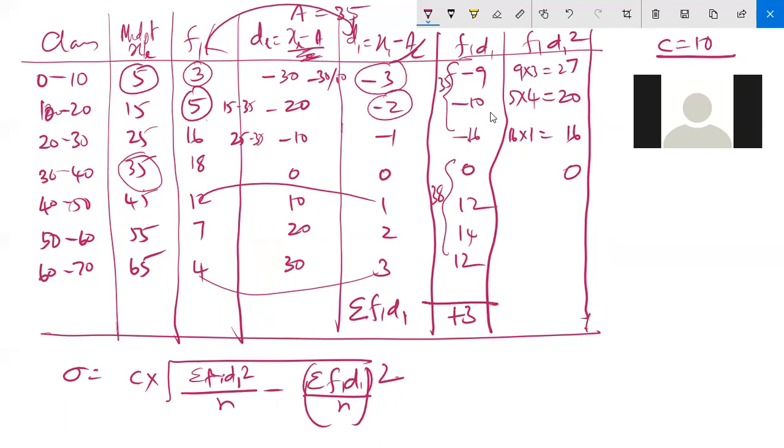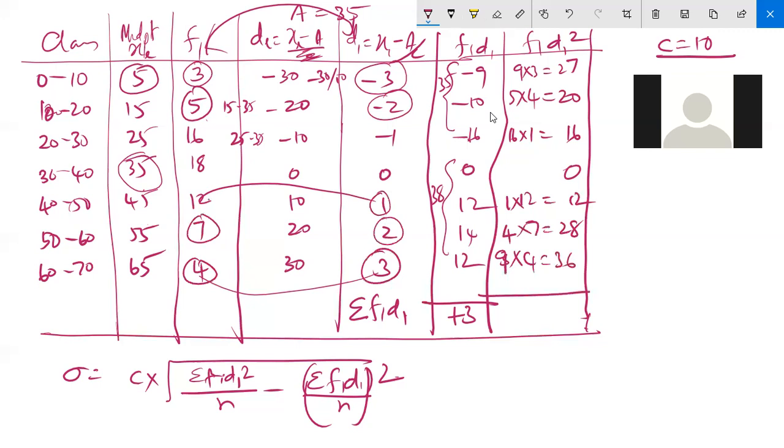Okay. Same way 1 into fi 12 equal to 12. Same way 2 into fi di squared, 2 squared is 4. 4 into how much? Fi is 7. 4 into 7 is 28. Then the last di is 3. 3 into 3, di squared is 9. 9 into 4, 36. Okay, now you have to sum up. 36 plus 28 is 64. 64 plus 12, 76. 76 plus 16, 92. 92 plus 20, 112. 112 plus 27, 139 you are getting. Okay, so sigma fi di squared is equal to 139.